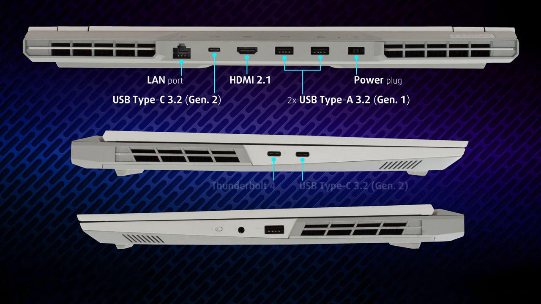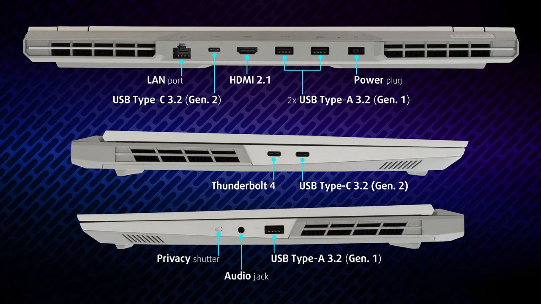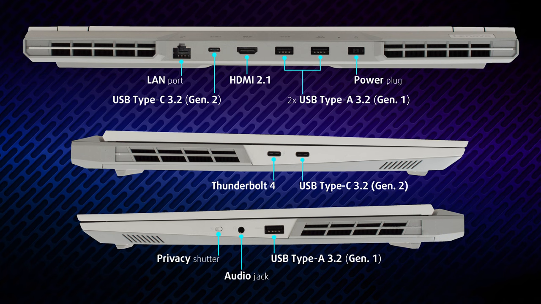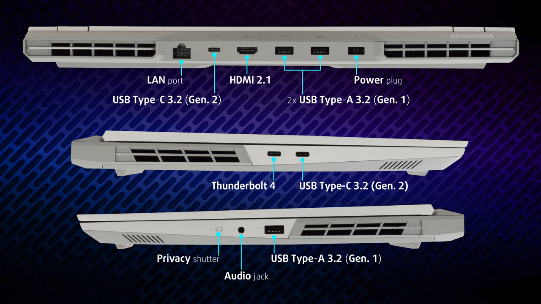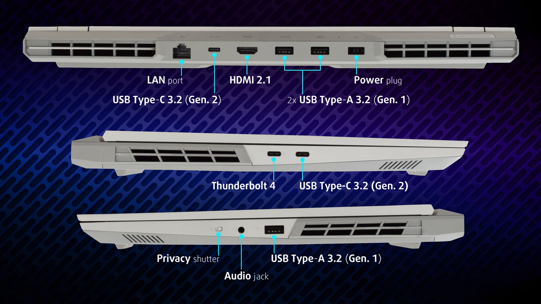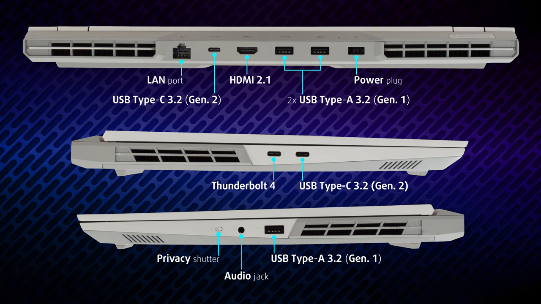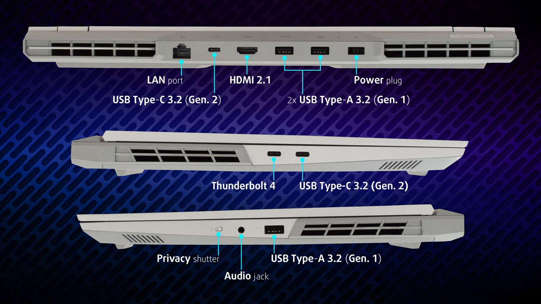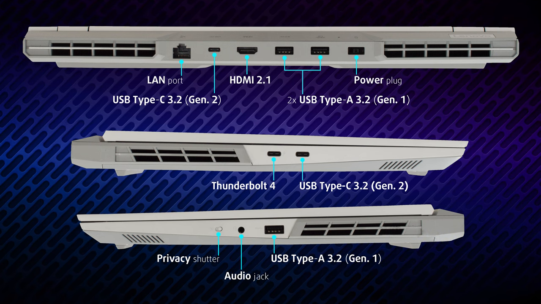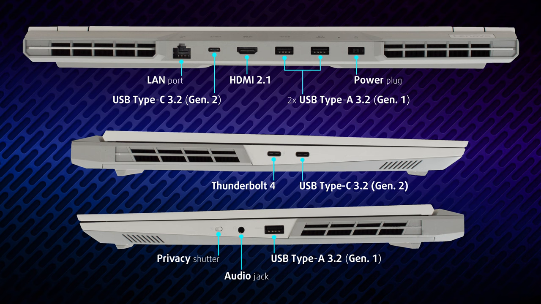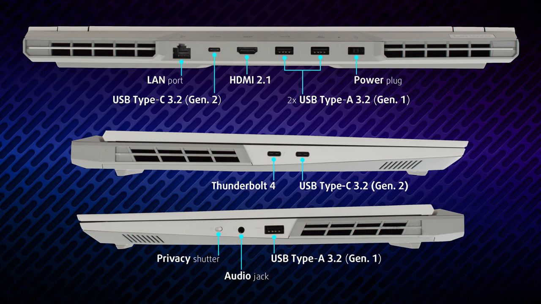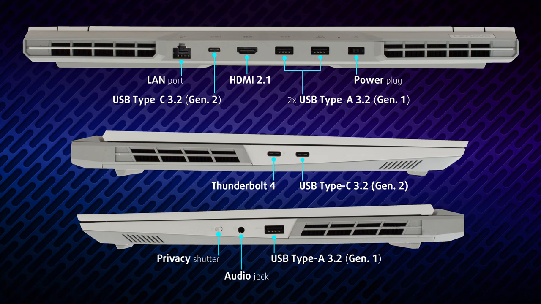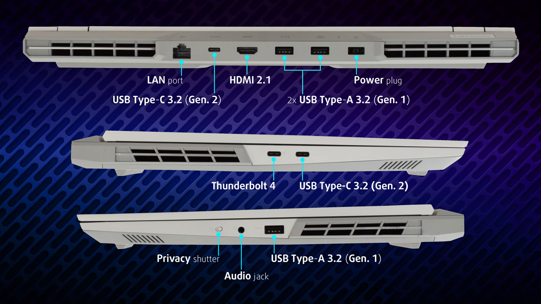The input-output is housed on all three sides. The back has the most, with a LAN port, a Type-C 10 gigabits port with power delivery and DisplayPort support, an HDMI 2.1 port, and two full-sized USB 5 gigabits ports. The left side has one Thunderbolt 4 port and one more Type-C 10 gigabits port. Finally, the right side gets one more full-sized USB port, an audio jack, and a toggle for the privacy shutter.